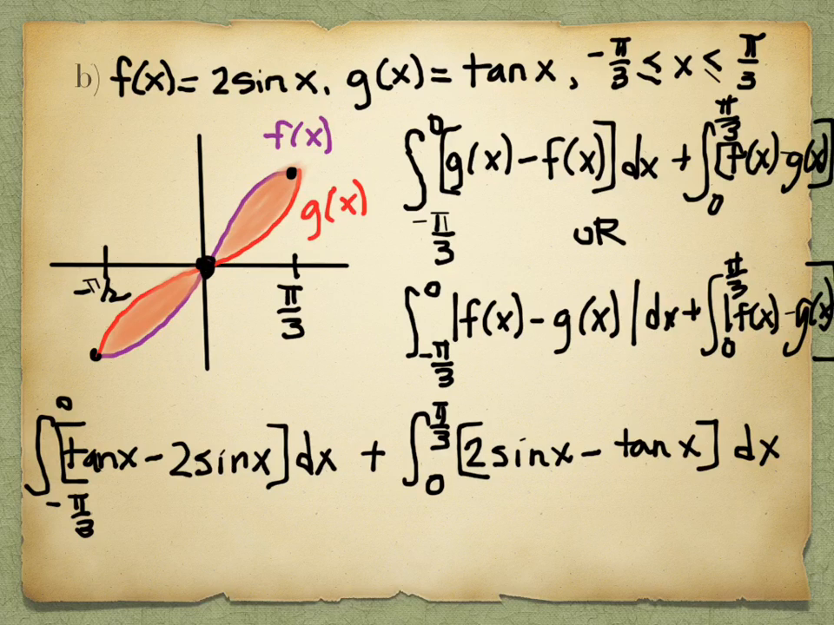So I need some antiderivatives. What's the antiderivative of tangent? The derivative of tangent is secant squared.